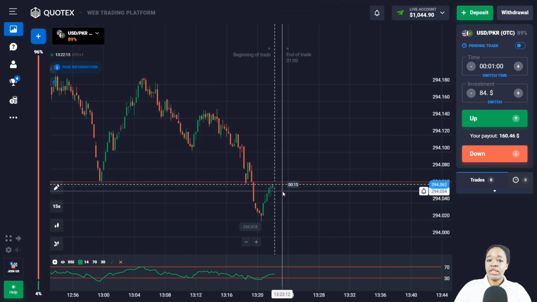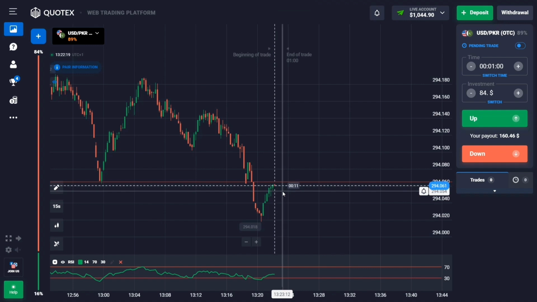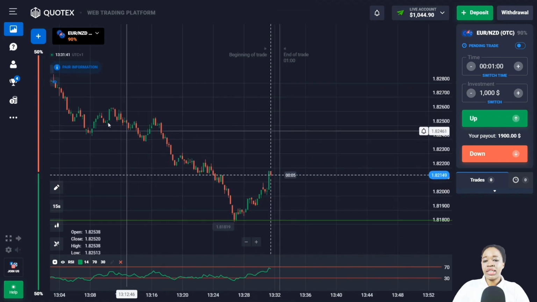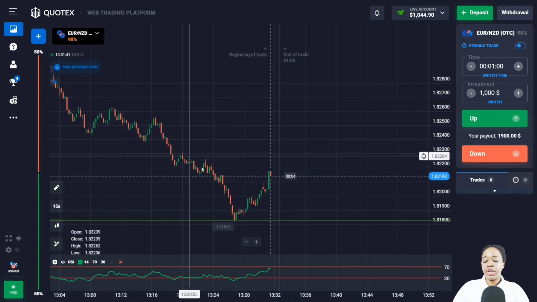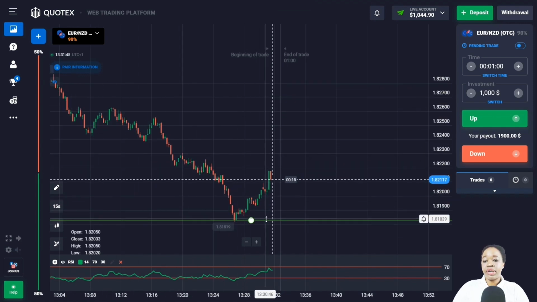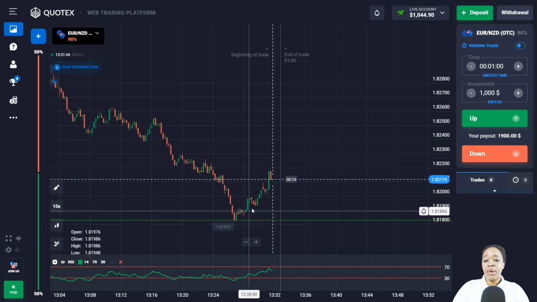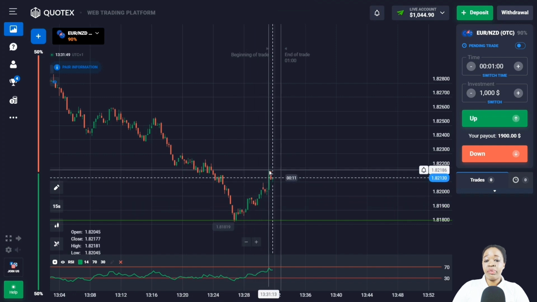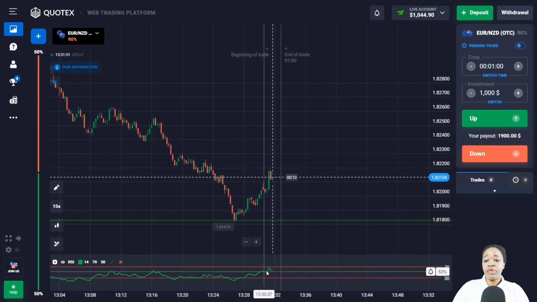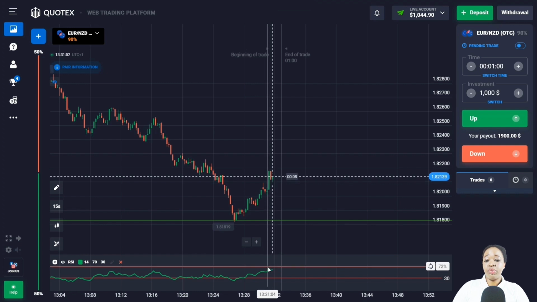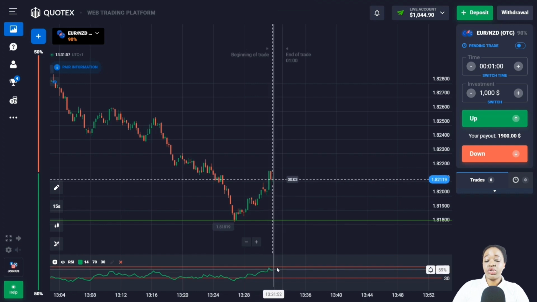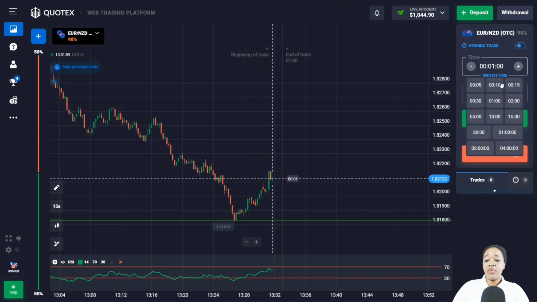So let me find my next entry point. Here I can see a good confident downtrend. Also, after touching the support level, I can see that there was an upward retracement. I can observe the moving average approach the horizontal level marked 70 from bottom to top, rebound from it and start to move downwards. In such a situation, I'm going to open a short trade for 2 minutes.